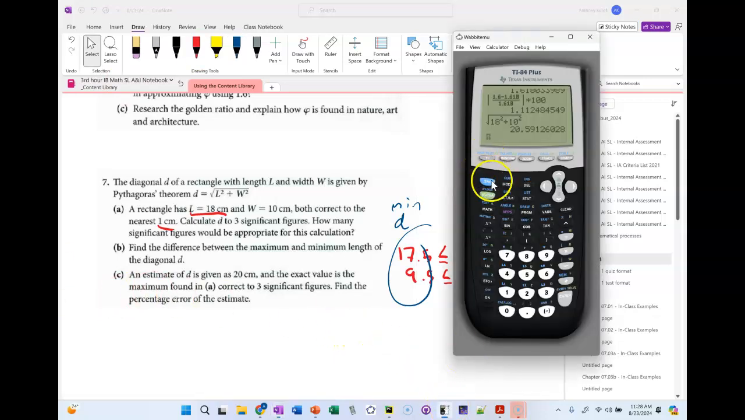All right, so I'll do square root 18.5 squared plus 10.5 squared. And then move outside the radical and then do minus square root of 17.5 squared plus 9.5 squared. So there's my difference between the minimum and maximum, that 6.57 number.